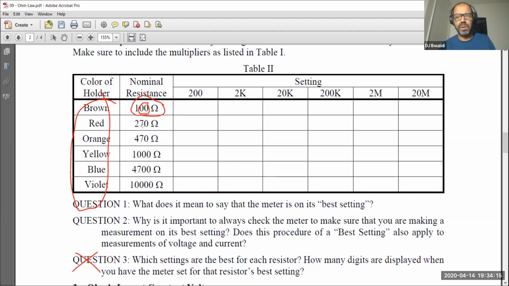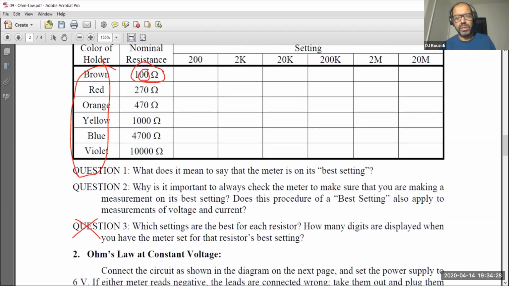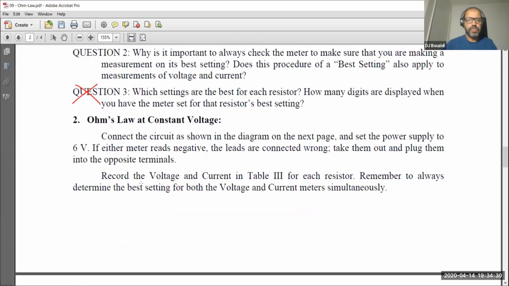Like 270, probably you're going to get 272 or 268 or something like that. Then there is the 470 ohms, 1,000 ohms, 4,700 ohms, and then there is a 10K ohm, 10,000 ohms. So those are the resistances we're going to be using in this lab.